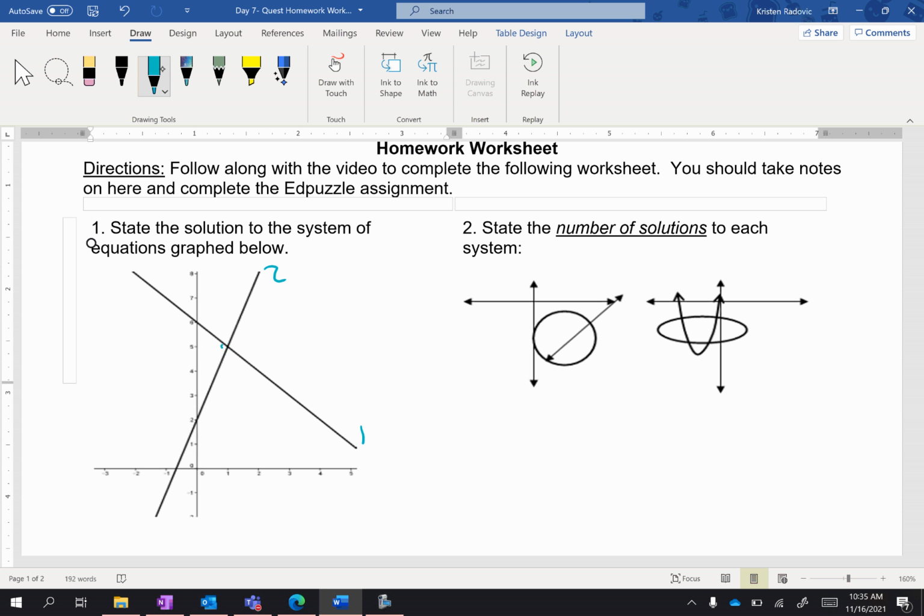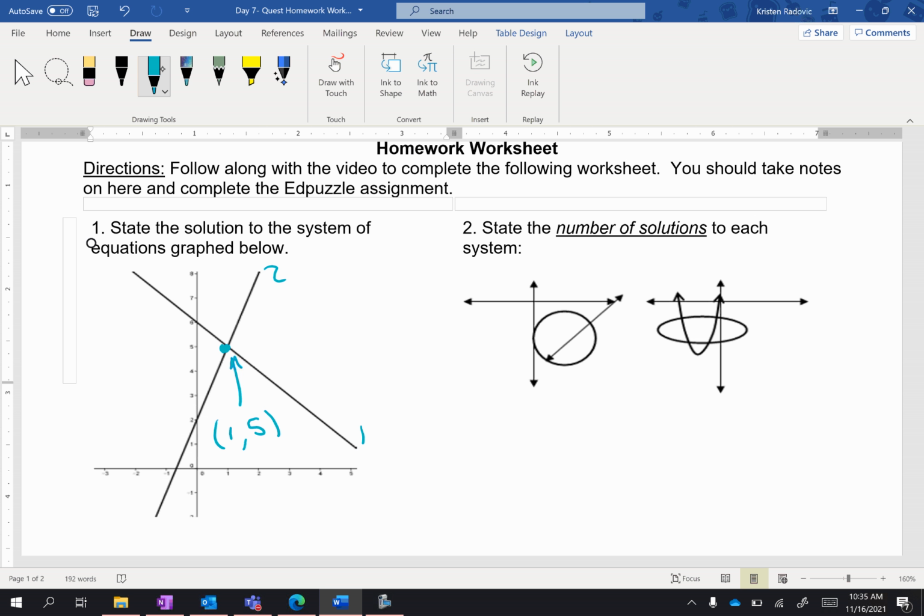Their solution is the intersection. So in this case, the solution would be 1, 5, because it's on the first equation and it's on the second equation as well. 1, 5 exists for both equations in the system.